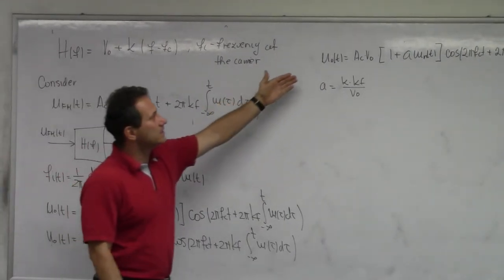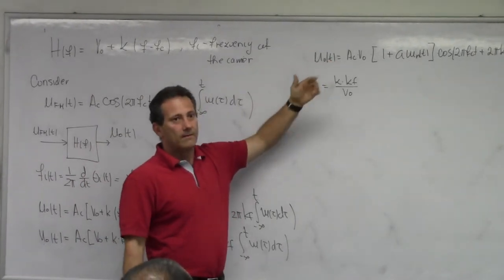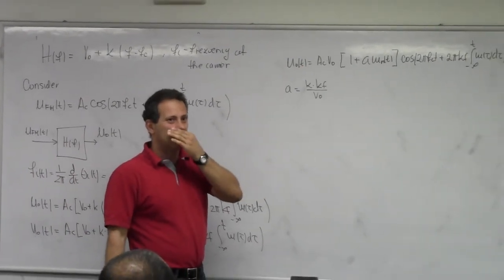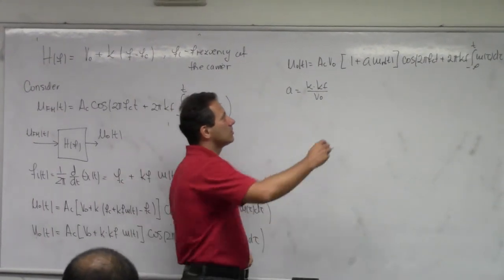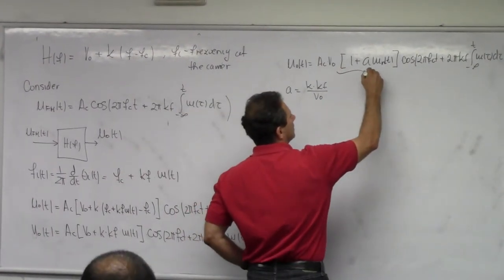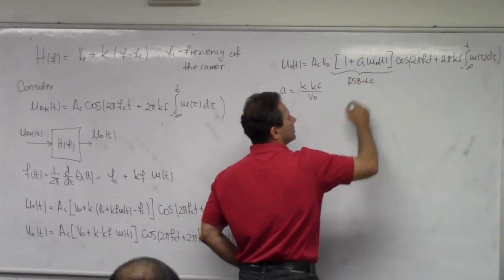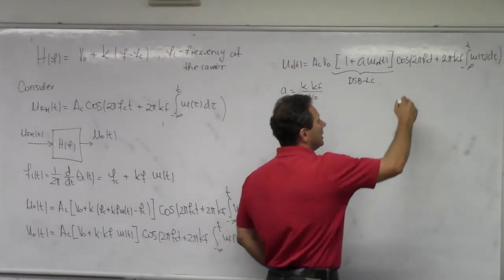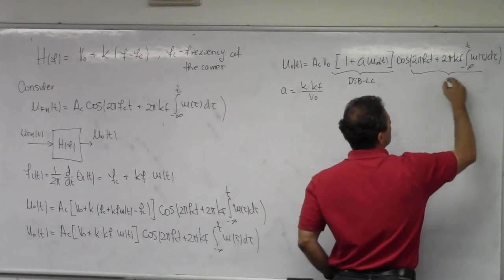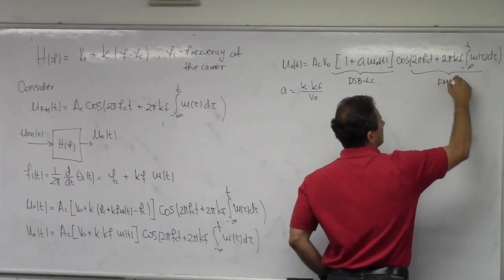So what kind of signal is this? Well, it's a mixture. It's not really pure. It has two parts. It has this part, which you recognize as being a part of double sideband large carrier, and it has this part here, which is still FM modulated.